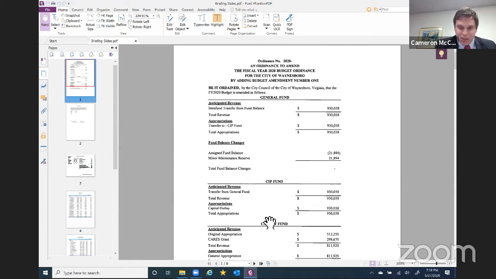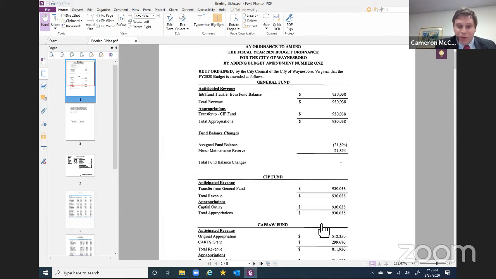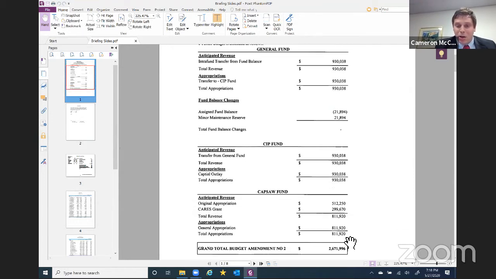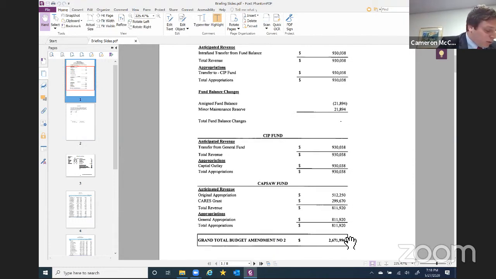And then the last piece is the CAPSAW funding. The first piece is an original appropriation for CAPSAW. And then the second piece is for the CARES grant. They got some CARES grant money that they were made aware of. And the funds will ultimately be distributed to agencies selected by CAPSAW's board. The budget amendment was advertised on Wednesday, May 20th, and it does require a public hearing. After the public hearing, if you guys choose an introduction, second, and any discussion of the ordinance would be needed, and then the ordinance can then be adopted at your next business meeting.